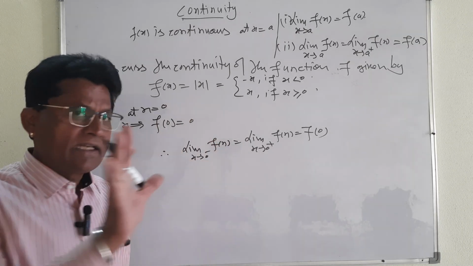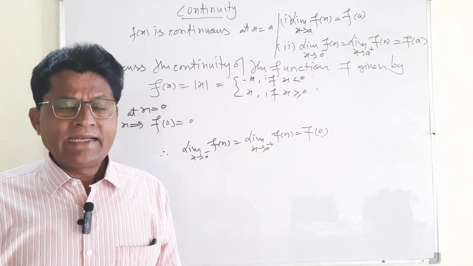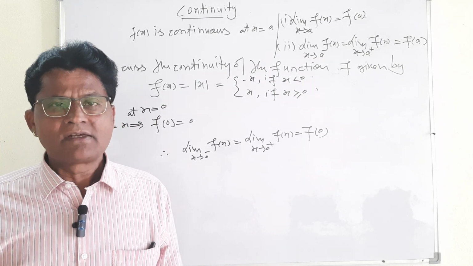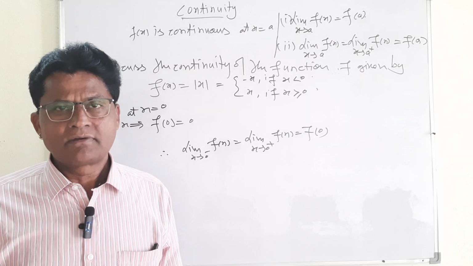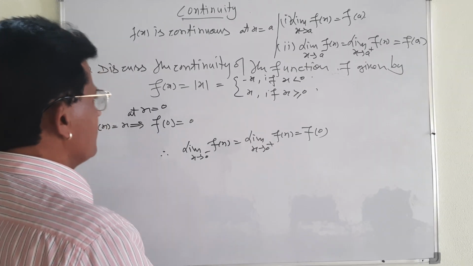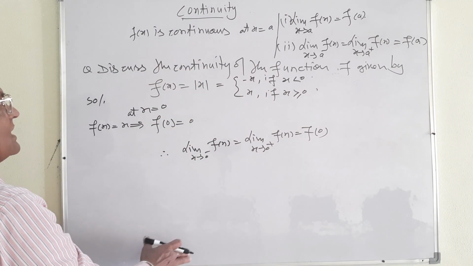The absolute value of x is continuous at what point? Only at 0, we have proved. And at 0, this function, the absolute value of x, is not differentiable. As I told you, this question may be asked in the examination for 1 or 2 marks. Now, one more question I am going to take.